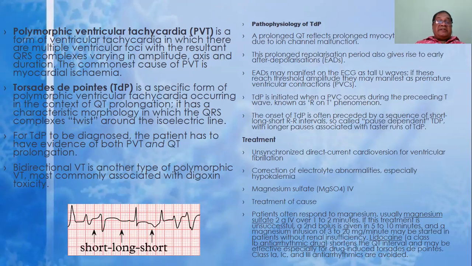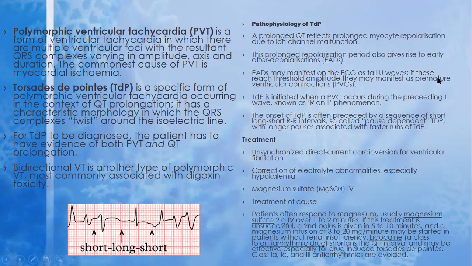For Torsades de Pointes to be diagnosed, the patient has to have evidence of both polymorphic ventricular tachycardia and QT prolongation. Bidirectional VT is another type of polymorphic ventricular tachycardia, most commonly associated with digoxin toxicity. In case of Torsades de Pointes, we see that the QRS complex interval will vary: this interval is short, then long, then again short. This type of repetition can occur. Pathophysiology of Torsades de Pointes.